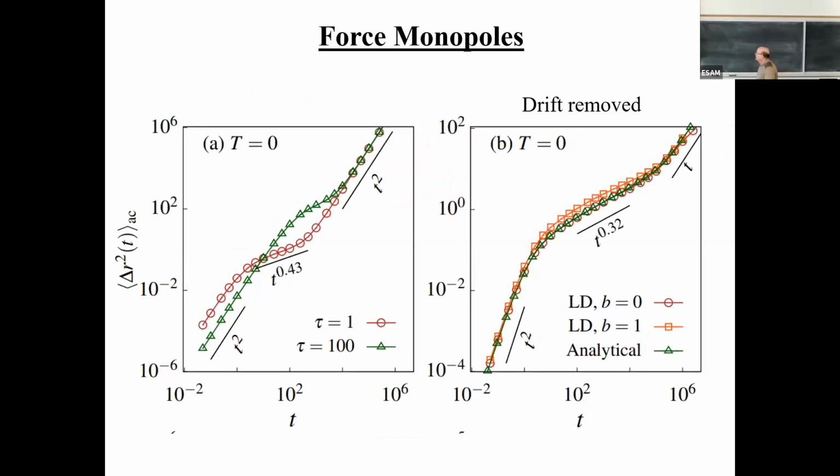And these are more results on force monopoles. I had t equal to 0 because no active. Now you see what happens if you don't remove the drift. You get t squared, but if you remove the drift, you get t to 3/4. Again, some kind of comparison between b equal to 0 and b equal 1. So we are happy actually with the analytical result.